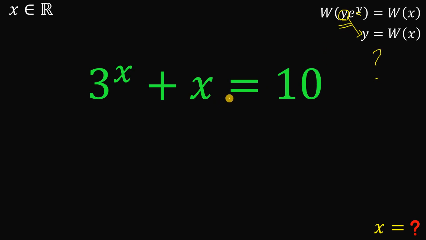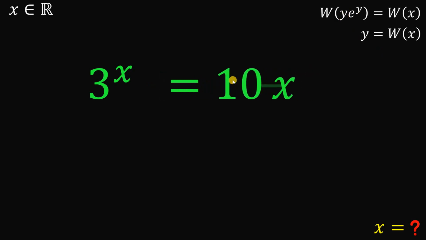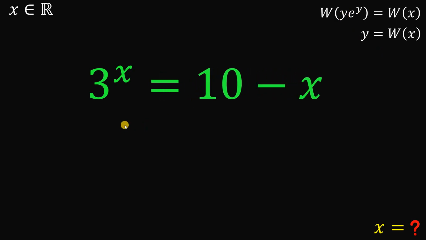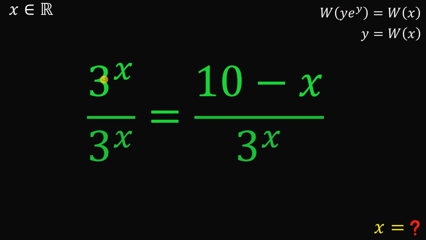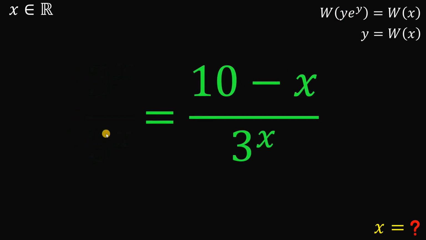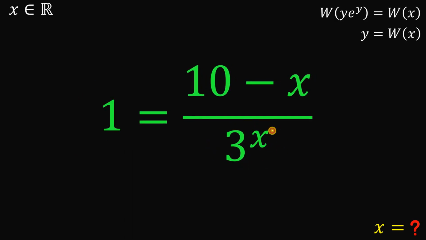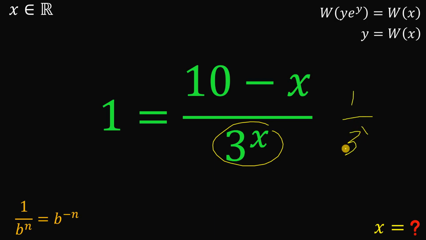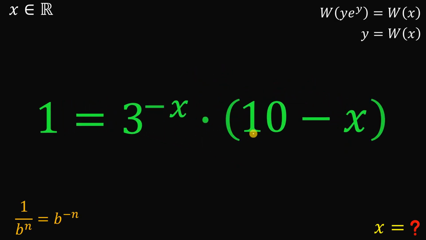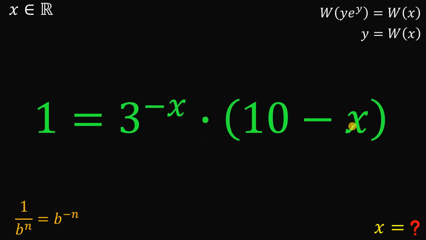Alright, so to answer this, let's subtract x on both sides. That's the first thing we need to do. And then let's divide both sides by 3 raised to the power of x. Now, the left hand side is just 1. We all know that. And now, let's use some laws of exponent. If we have 1 over b raised to the power of n, it must be equal to b raised to the power of negative n. So this is just 1 over 3 raised to the power of x. So we can rewrite this as 3 raised to the power of negative x multiplied by 10 minus x.